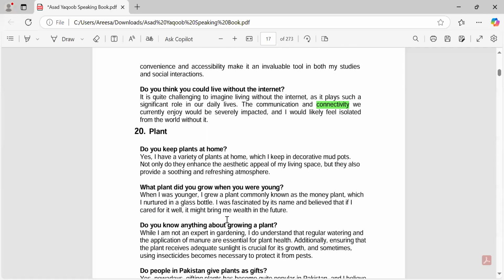Do people in Pakistan give plants as gifts? Yes, giving plants as gifts is really good. It is practiced in Pakistan to give plants on special occasions like marriages, engagements, or when you want someone to grow further, you give plants as appreciation also.